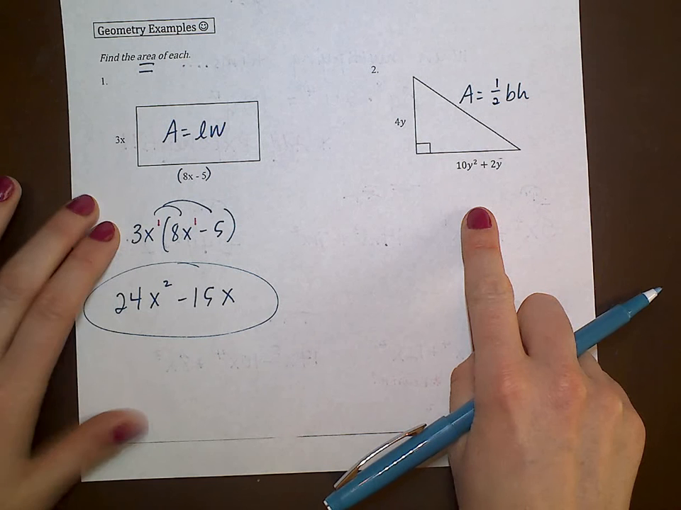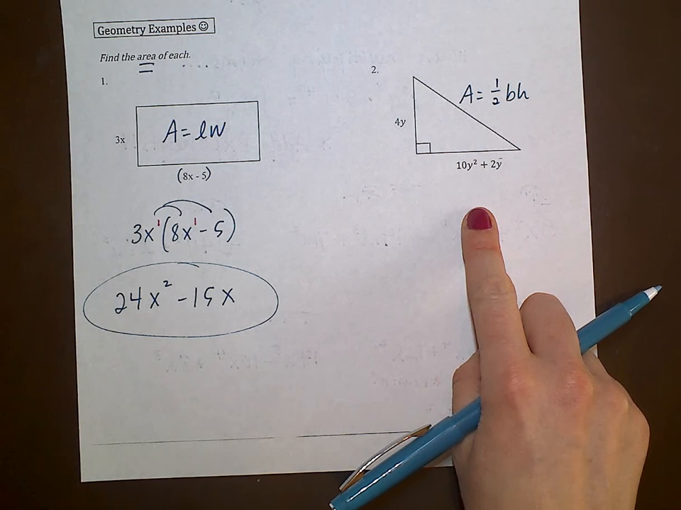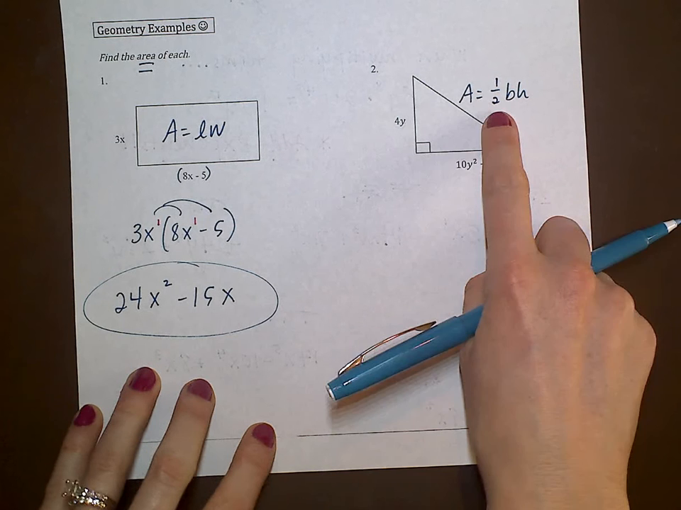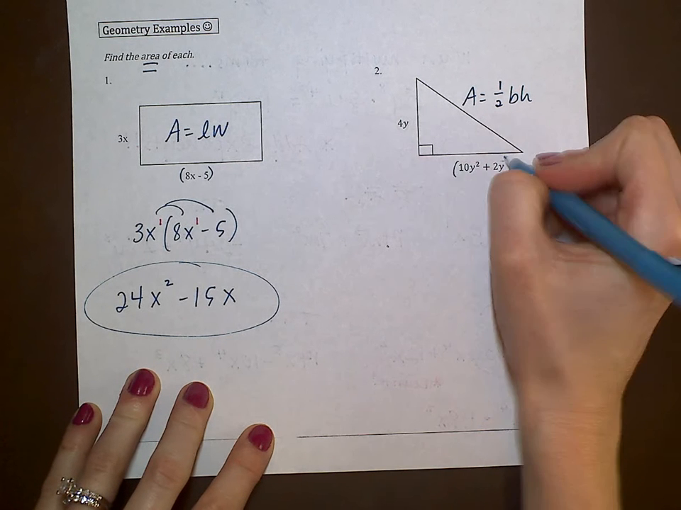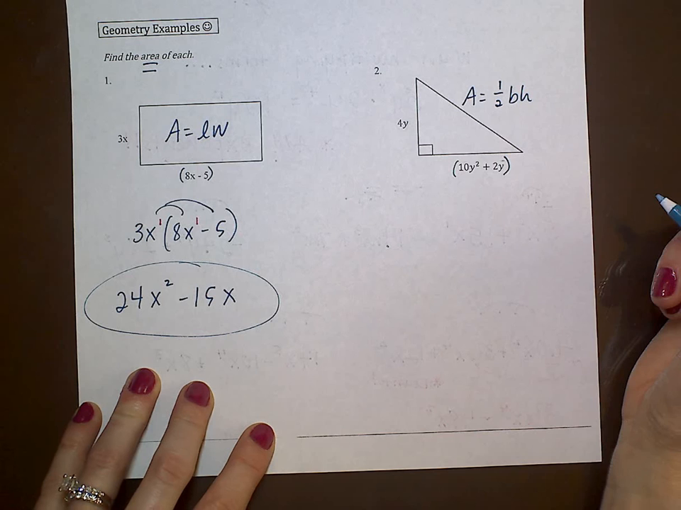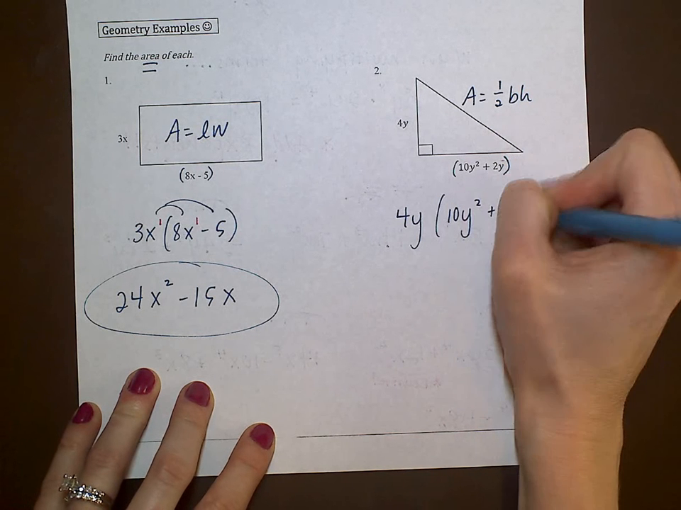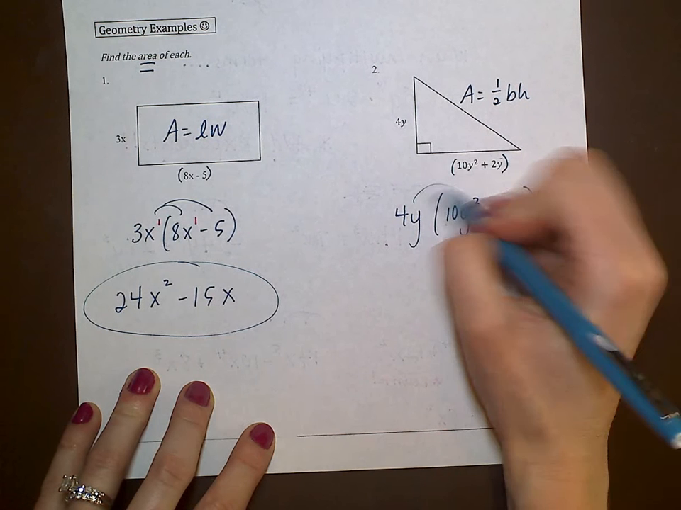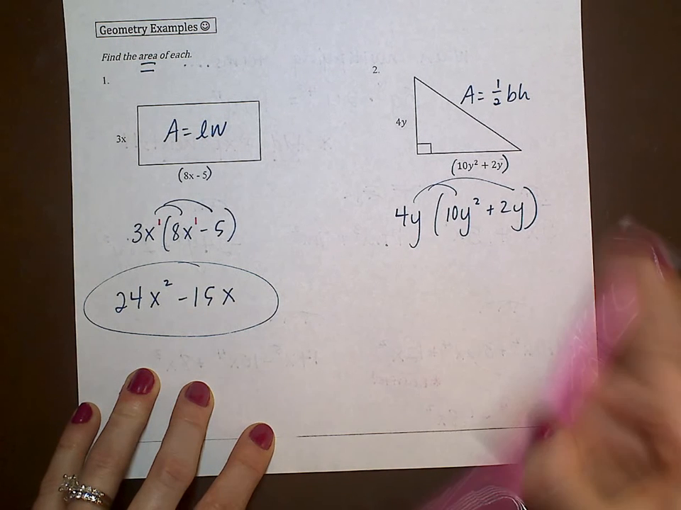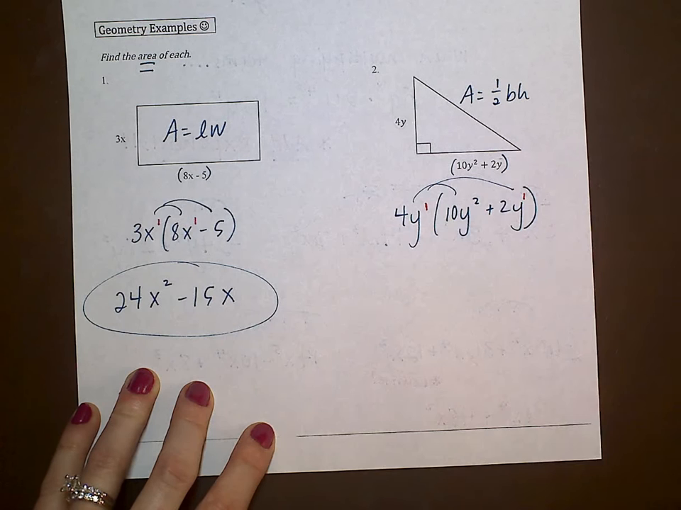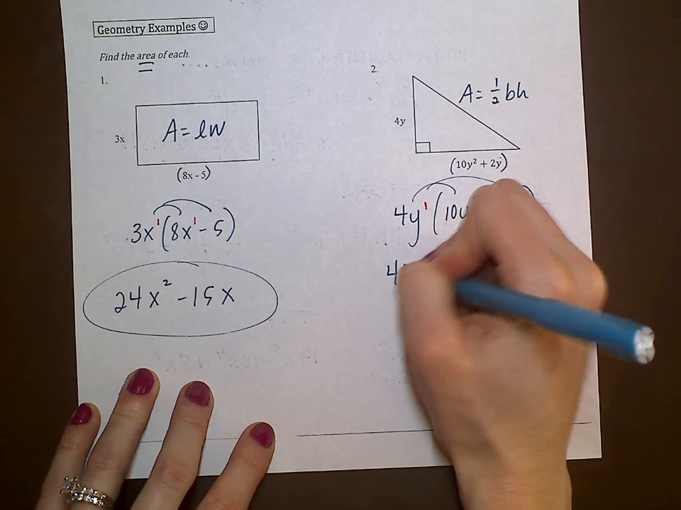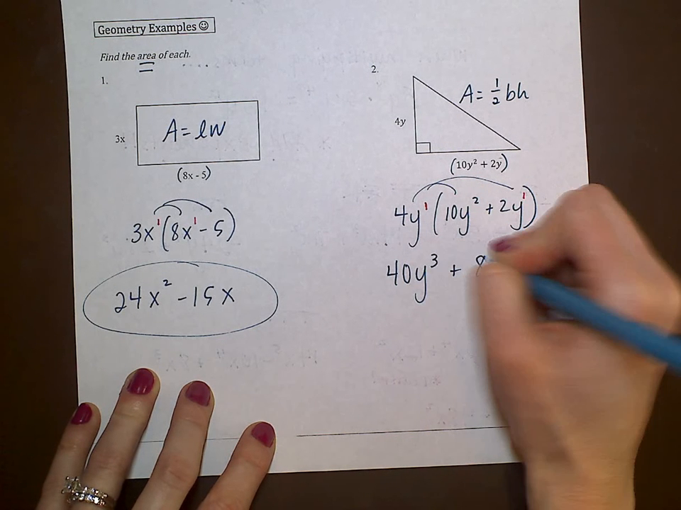For the triangle, here's what I would do. I would worry about the half at the end. I would start the same way. I'd put parentheses around that addition problem. And I would distribute the monomial. So I would do base times height first. Careful with your exponents. I'm going to write them in. So that would be 40y to the third plus 8y squared.